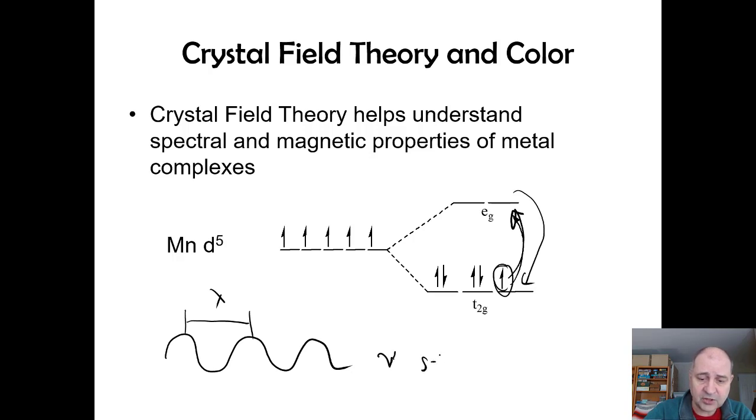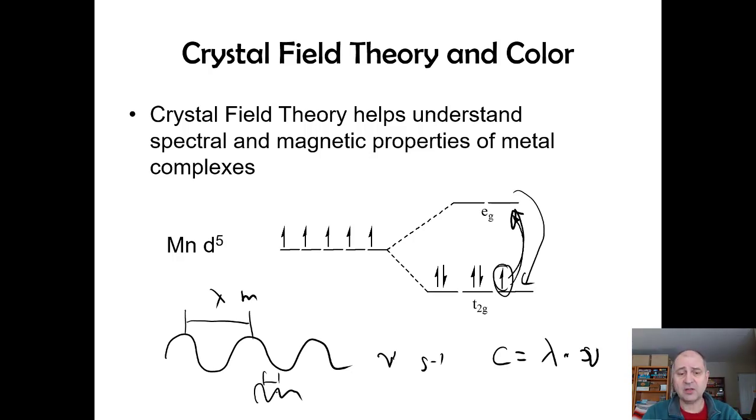which is measured in per second. This is measured in meters, and we also know that the speed of light is equal to the product of the wavelength and the frequency. And so the higher the frequency, the shorter the wavelength, right? If you have a short wavelength, you have higher energy as well. So energy is related to this.